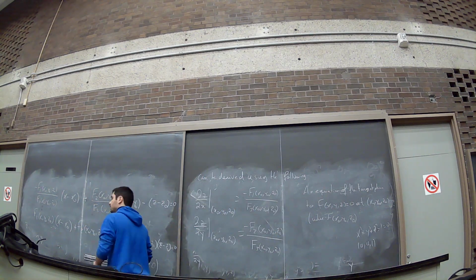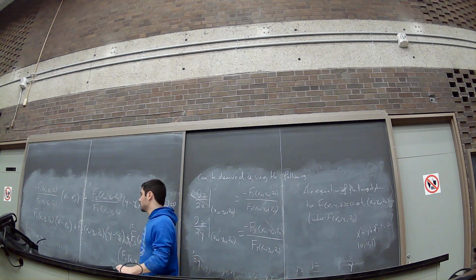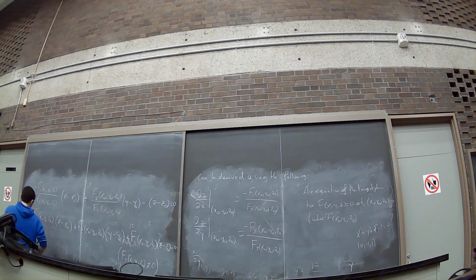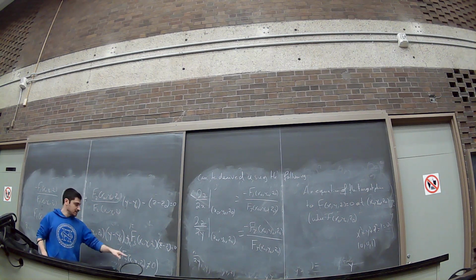So the equation of the tangent plane of a surface defined by f(x, y, z) equal to 0: you can just take f1 at x0, y0, z0, f2 at x0, y0, z0, and f3 at x0, y0, z0 as your normal vector, provided this f3 is non-zero. Okay?